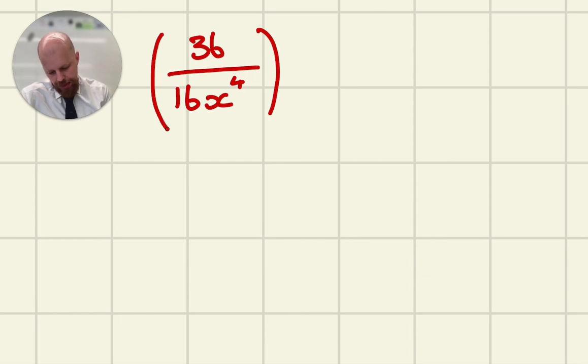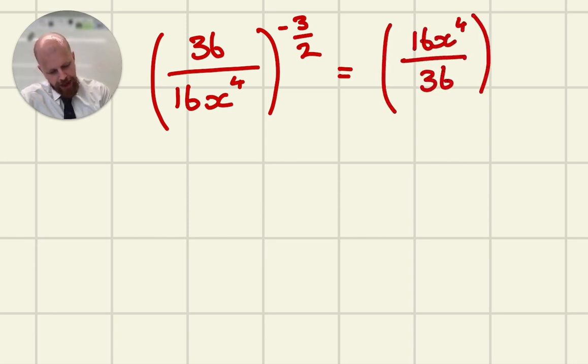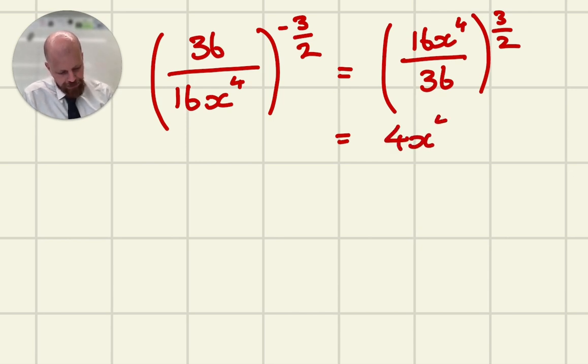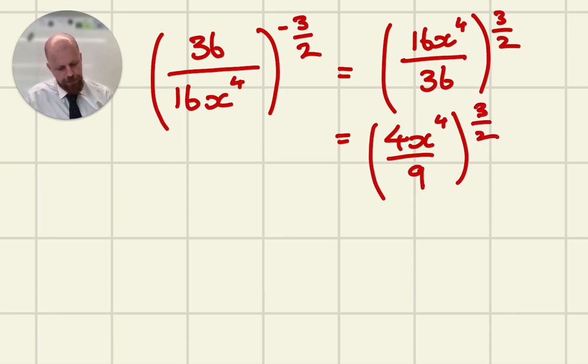Let's have one final example. 36 over 16x to the power 4, all to the minus 3/2. Negative flips the fraction over. 16x to the 4 over 36 to the power 3 over 2. And at this stage, you notice that actually those numbers will cancel down. You don't have to cancel them down, but it will help if you do. If we divide top and bottom by 4, I get 4x to the power 4 over 9. And from this, we're going to do 3 over 2.